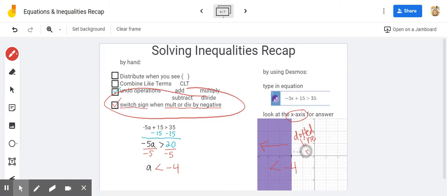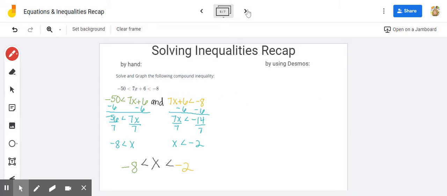Dotted line means open in terms of your symbol. And our letter was A. So that kind of clarifies that one. They're using Desmos. If you wanted to solve a compound inequality, since it's sandwiched in between, this guy is what we call an and inequality. So that's why I'm breaking it up by the symbols.